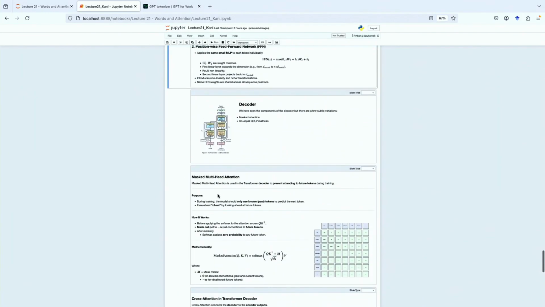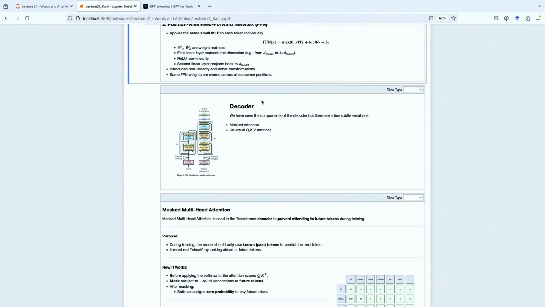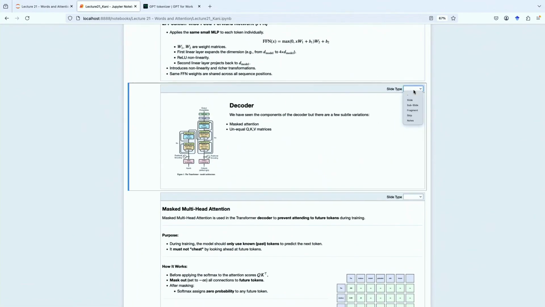Okay, I don't know where the settings for these went, but let's just go through to Python. All of these are supposed to be slides.